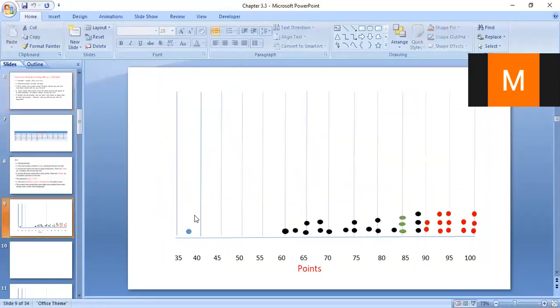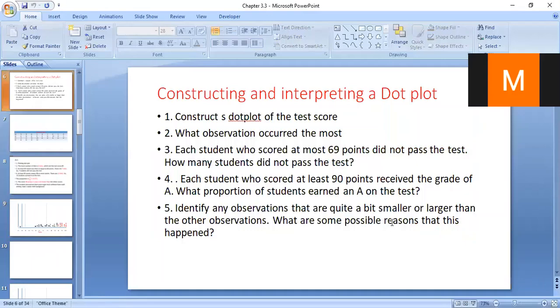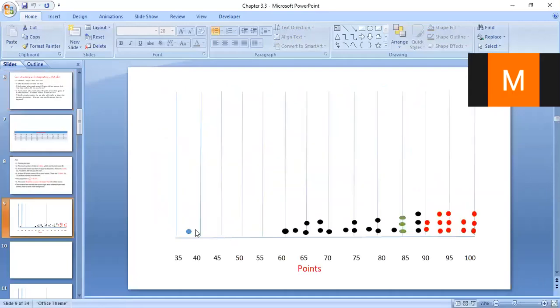You look at this one, you see this one is smaller. This observation is 38. What are some possible reasons this happened? All the students get 60 or higher, but only one student gets 38.